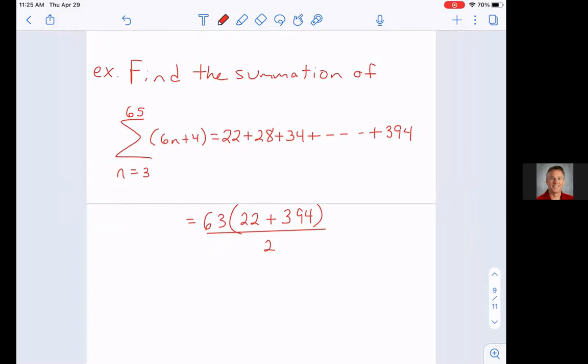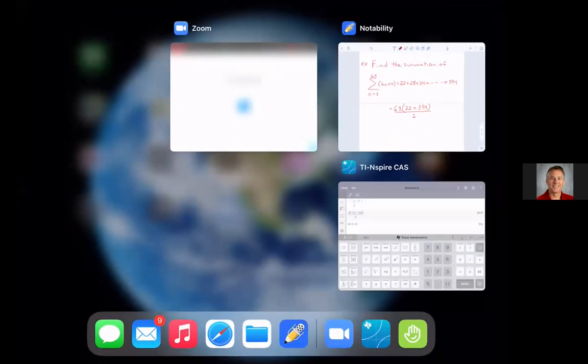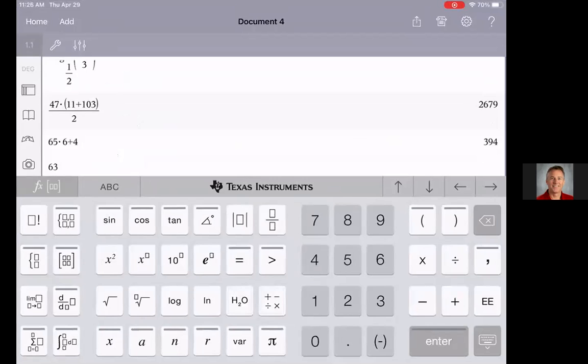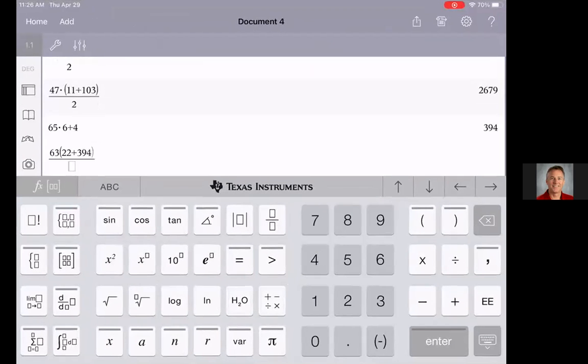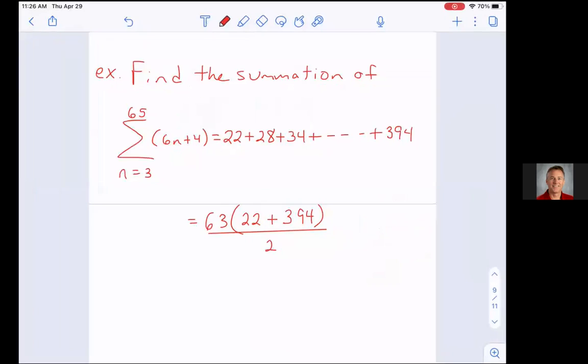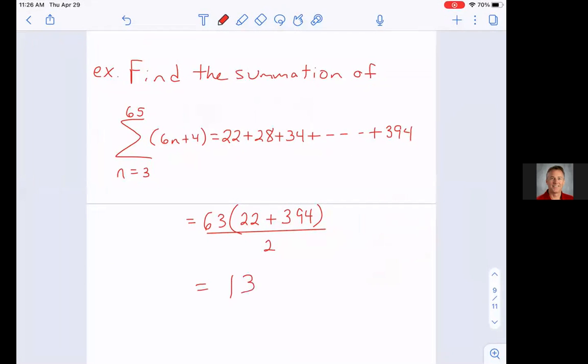So to the calculators we go. 63 times 22 plus 394. Is that right? I'll divide it by 2. And there is our sum. So it is 13,104. So luckily we have this formula. We don't have to figure out all 63 of those numbers and add them all up. That would take a whole lot of time.